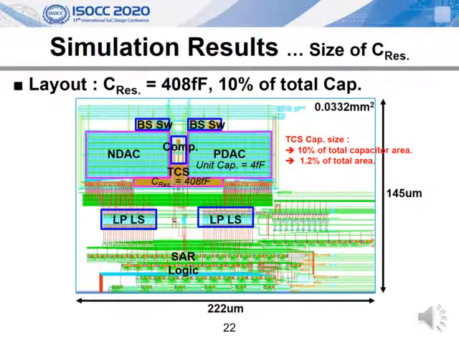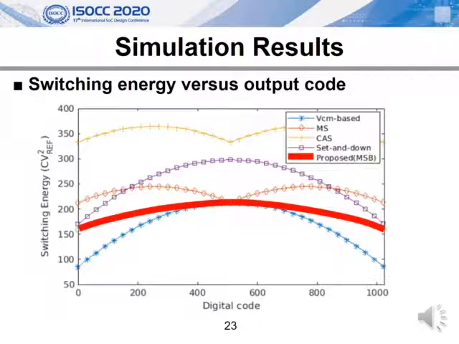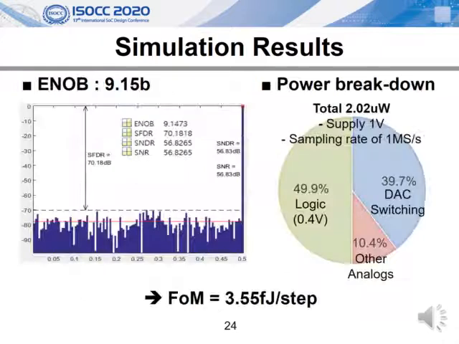As shown in this layout, the reservoir capacitor is just 1.2% area of the total SAR ADC, and it is 10% of the total capacitor area. This work has better switching efficiency than other switching techniques, except for the VCM-based switching. The left figure shows the spectrum at a Nyquist rate input with a sampling rate of 1 megasample per sec. The simulated SNDR is 56.8 dB and the FOM is 3.6 femtojoule per step.